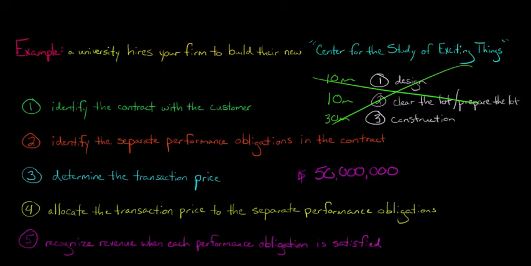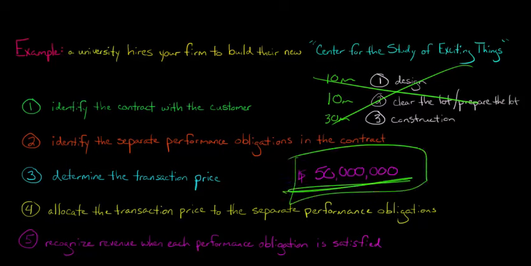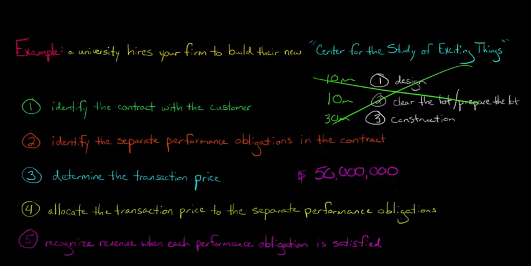So then you're basically left with what used to be known as the completed contract method, right? Where you just say, okay, well, once I've built the building and done everything I'm supposed to do, then I can recognize that $50 million all at once.